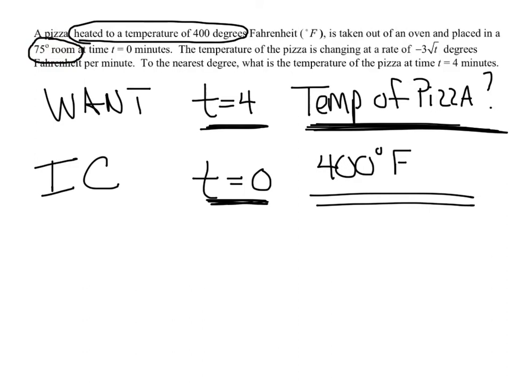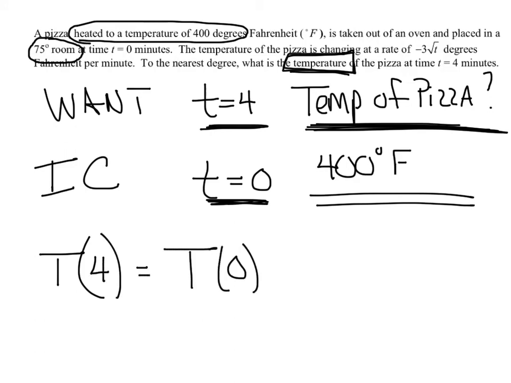All right, so let's set up our problem. My want is, it says, what is the temperature of the pizza? Let's use capital T for temperature. I want to know the temperature at 4, given an initial condition, the temperature at 0, plus the integral from, make sure those match, 0 to 4, and I'm integrating negative radical t dt.